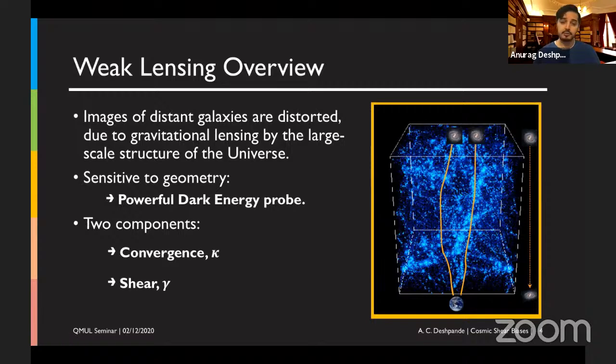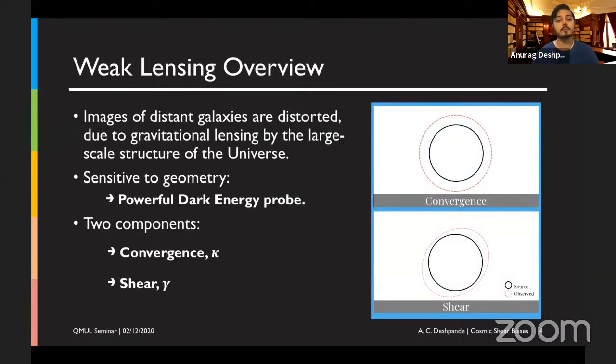And this can be a really powerful probe of dark energy because it's also sensitive to the geometry of the universe. This effect has 2 components. One is known as the convergence, and the other is known as the shear. The convergence is basically magnification. It's an isotropic increase or decrease in the size of the object, whereas shear is anisotropic stretching of the object that makes circular distributions of light more elliptical.